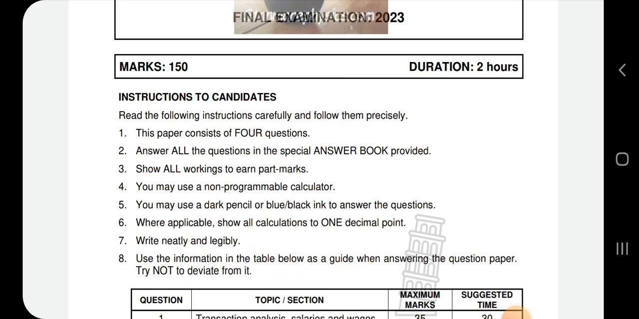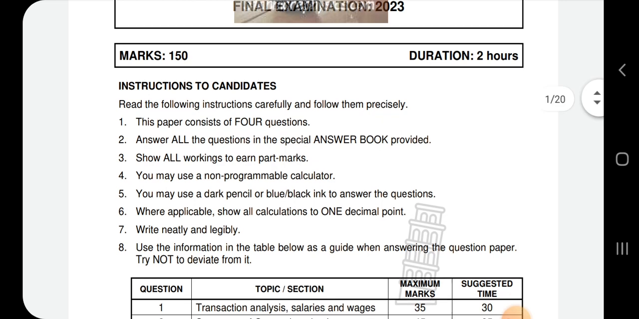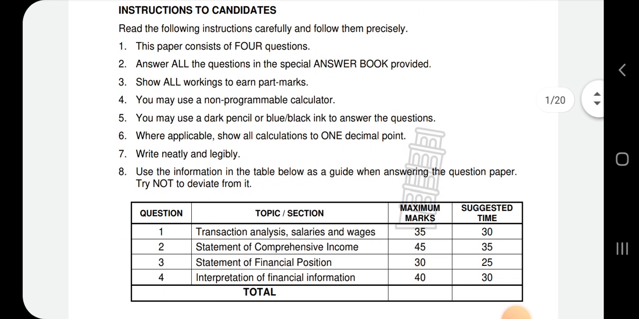So the total marks for paper 1 for accounting is 150 marks. The duration is 2 hours. So here are the instructions. This paper consists of 4 questions. Answer all questions in the special answer book provided. Show all workings to earn part marks.